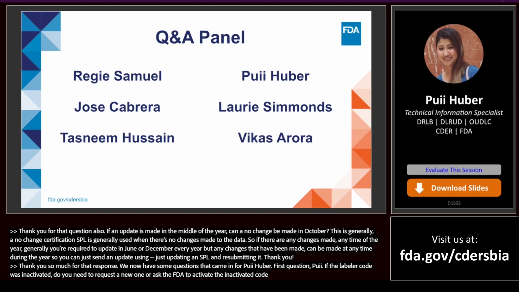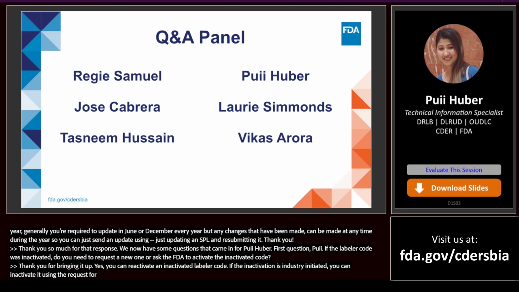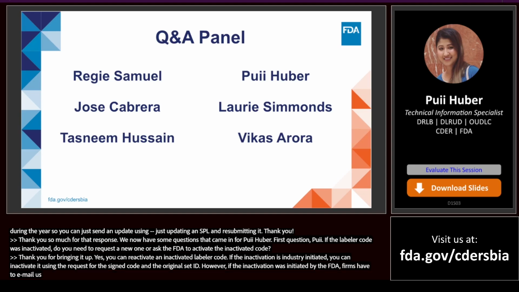Thank you for bringing it up. So yes, you can reactivate an inactivated labeler code. If the inactivation was industry initiated, you can reactivate the labeler code by submitting a request using the assigned code and the original set ID. However, if the inactivation was initiated by the FDA, firms will have to email us at eDRLS@fda.hhs.gov for assistance to reactivate an inactivation by the FDA. Thank you.